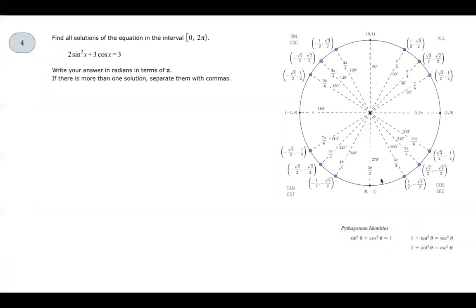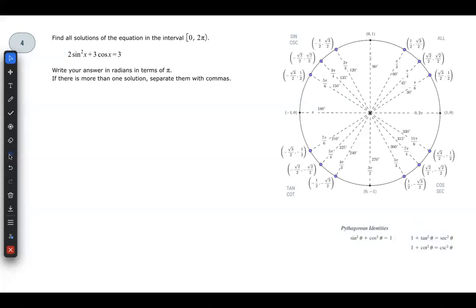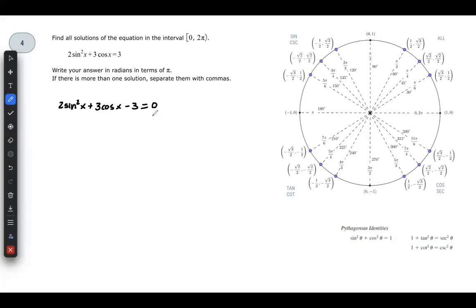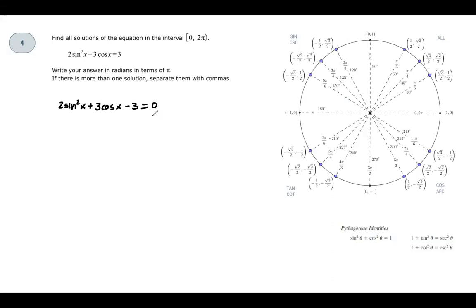In order to solve this identity, we're gonna have to do a few more things. First, I'm gonna try to factor this, and I'm gonna set it equal to 0. So that is 2 times the sine square of x plus 3 times the cosine of x, and I'm gonna subtract 3 from my equation. So now that I have my equation equal to 0, if we try to factor this, there's something in the way. We have a sine square and we have a cosine.